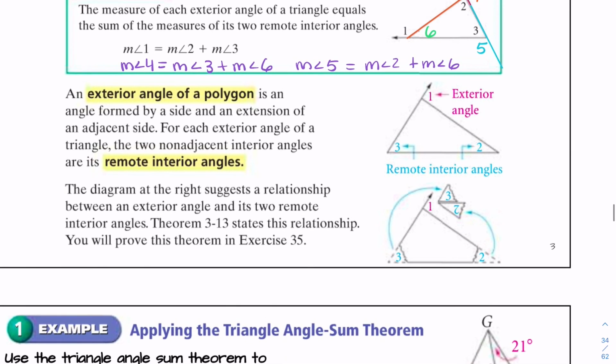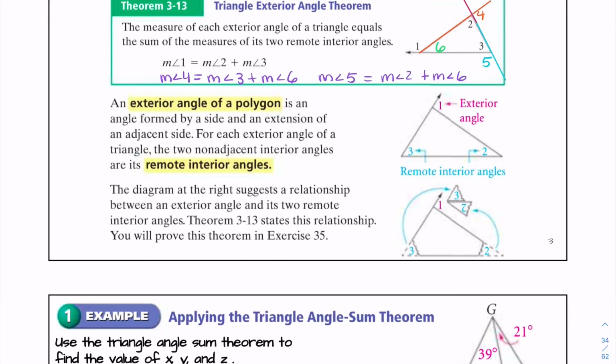So that explains it. They also refer to them as the 2 non-adjacent interior angles. Yeah, so that is adjacent. 4 and 2 are adjacent. Therefore, 6 and 3 are the non-adjacent interior angles, making them remote interior. So hopefully I explained the vocabulary enough.